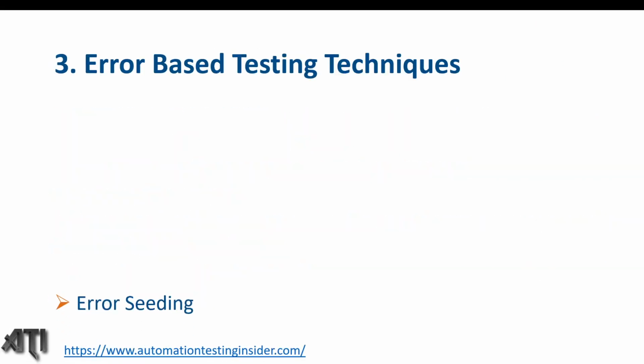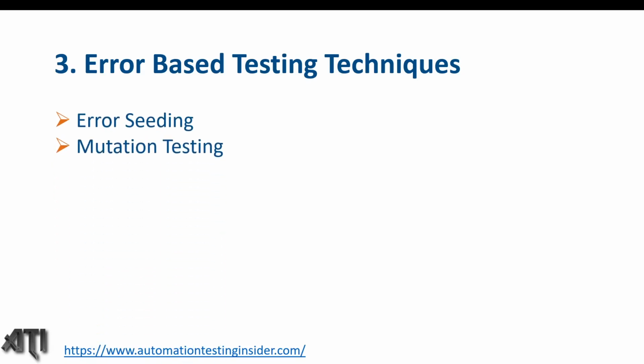Now, error based testing techniques. There are a couple of types, and examples I have given over here. So we have error seeding and mutation testing. What happens in error seeding? The developer will seed or feed some errors in the program, and they will verify what the actual errors in the program are by putting artificial errors in the program. How they do that, we'll see in the next slide with the help of an example.